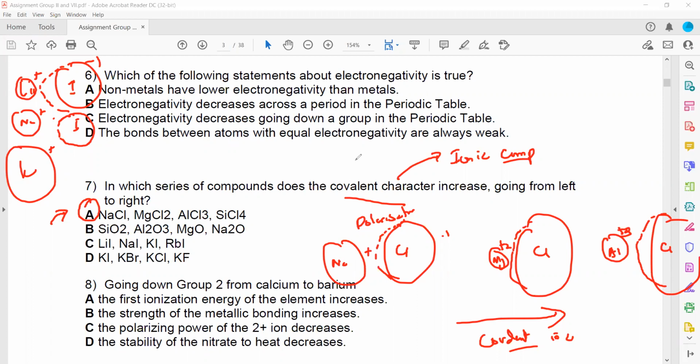So covalent character of an ionic compound refers to the tendency to behave like covalent bonding, or the tendency to polarize. And that tendency to polarize depends on the size of the ion, which should be small, and the charge on the ion, which should be more on the positive ion. Is it clear? Question 7.